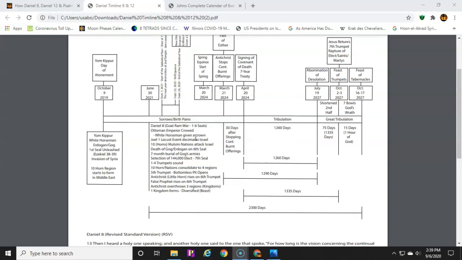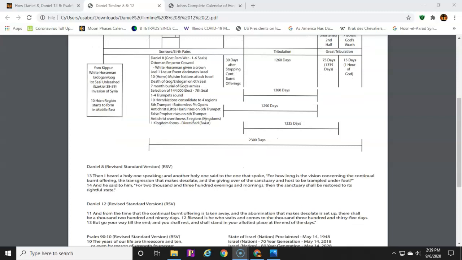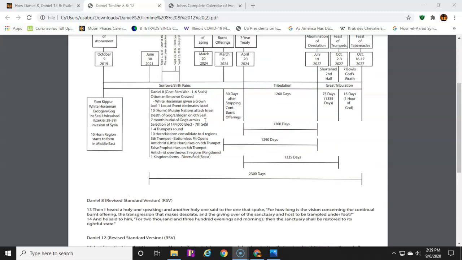And then he goes into Israel, takes over half the country, attacks Jerusalem, and then gets that Temple Mount, and that sixth seal pops. And then what happens? We start to see the selection of the 144,000. You see 7 months burial of Gog's armies, and Gog's dead, and they put them in the valley of Hamon Gog, and they're being buried for 7 months. And then you see the weapons being burnt for 7 years, starting to allude to that 7-year tribulation period that's coming up, that signing of that covenant of death.